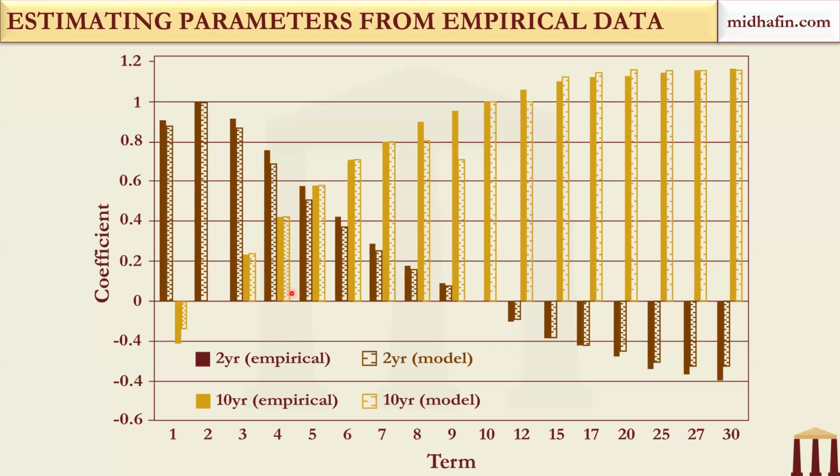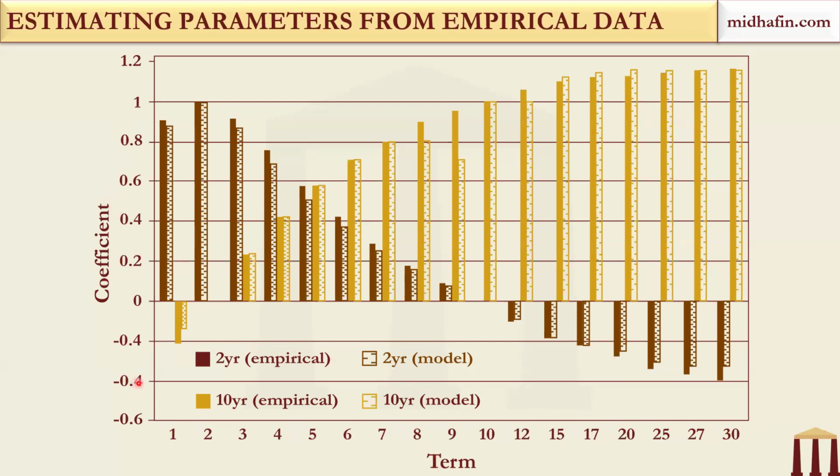This bar graph summarizes how different bond maturities respond to changes in key benchmark yields and how well the Gauss plus model captures that behavior. So on the x-axis, you have the term structure with maturities from 1 all the way up to 30 years. The y-axis shows the regression coefficients.